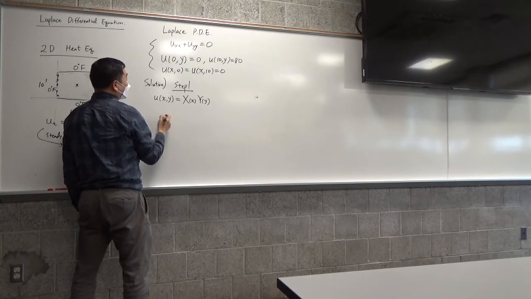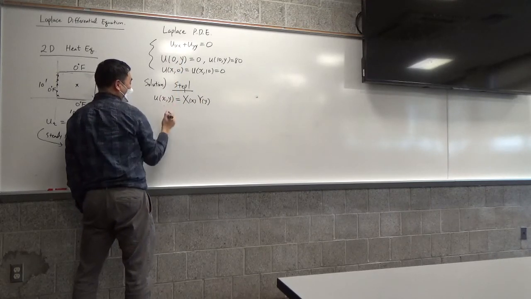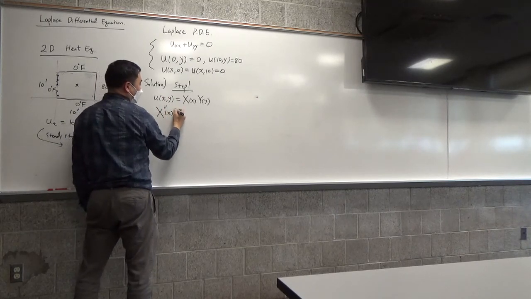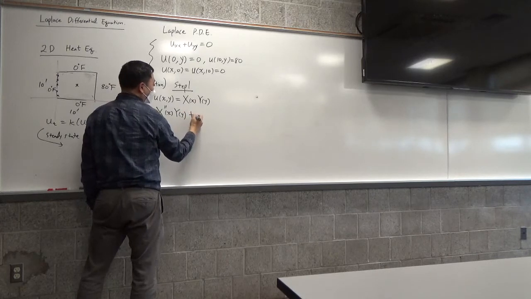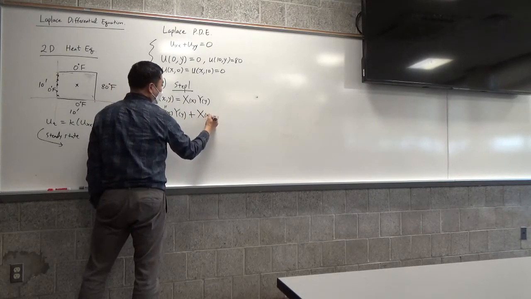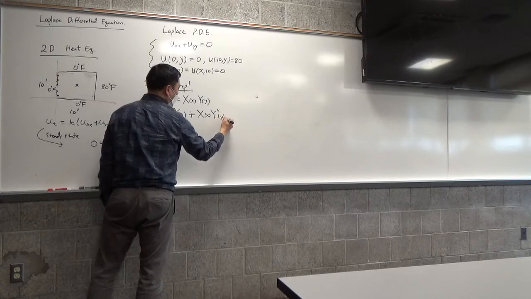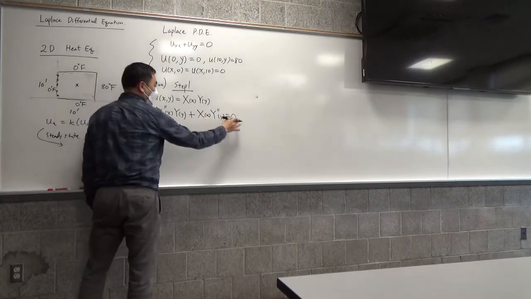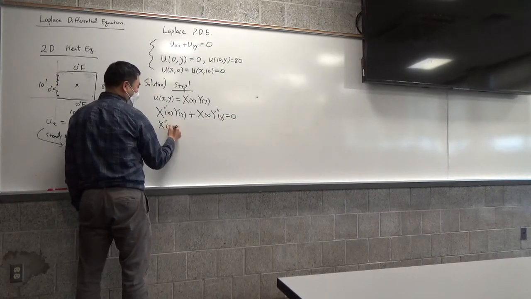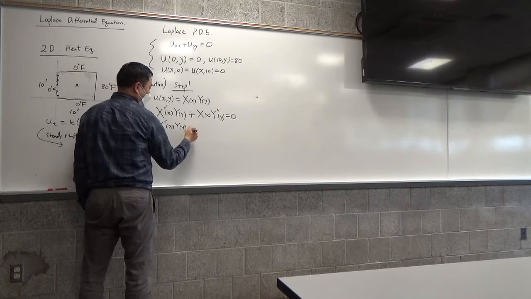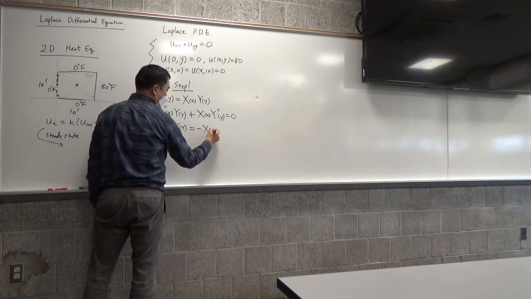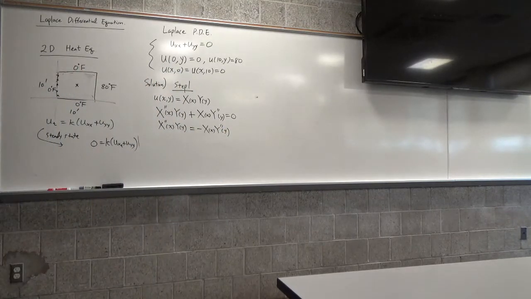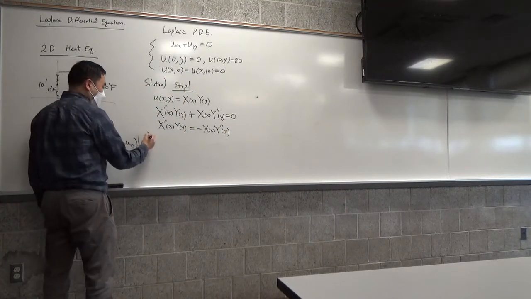Okay. So what's going to happen if I plug in the first one? X double prime times Y plus X times Y double prime. Yes, X Y double prime. Okay. Then what? We move to the other side, right? Just like that. And then, as usual, we divide it by XY.